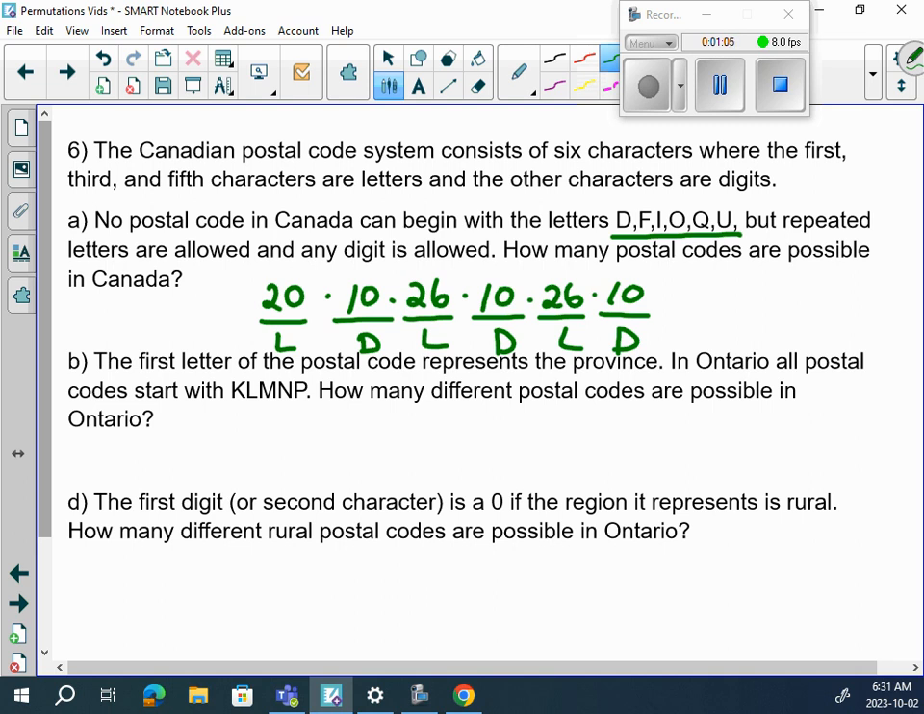The first letter of the postal code is the province. And so these are the Ontario starting letters, having different postal codes. So very similar to the previous question. Again, 6 positions. These will all remain the same. I still have all the same values throughout, but again, as my starting point, I have K, L, M, N, P, and so 5 possibilities there.